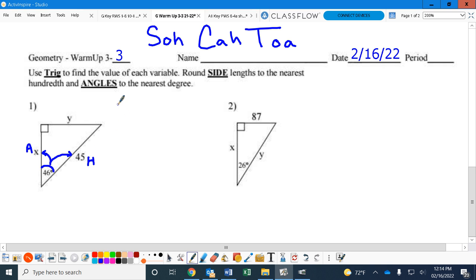Cosine. I don't care which one you call it, as long as you know which one it is. So cosine of the angle, it always has the angle right next to that trig function. And on the other side, because it's AH, it's going to be the adjacent over the hypotenuse. So what's it going to be on the other side? X over 45. Good. Whenever you have any equation that has a fraction in it, you are going to multiply to get rid of that denominator. So we do that by canceling out the 45. We're going to make it 45 times cosine of 46 equals x.